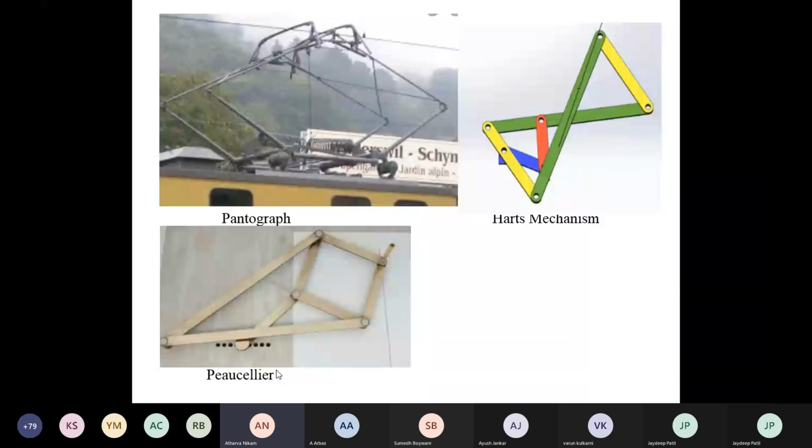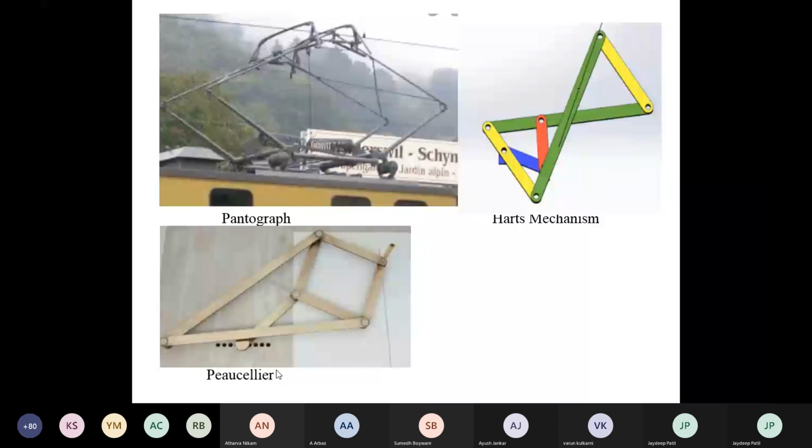Railway. On top of the train, to collect the electricity. Now this is the pantograph. Our pantograph is used to increase or decrease the scale.